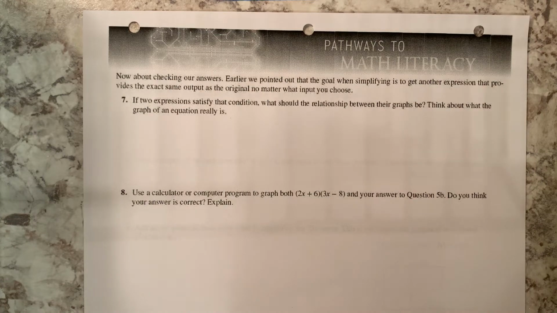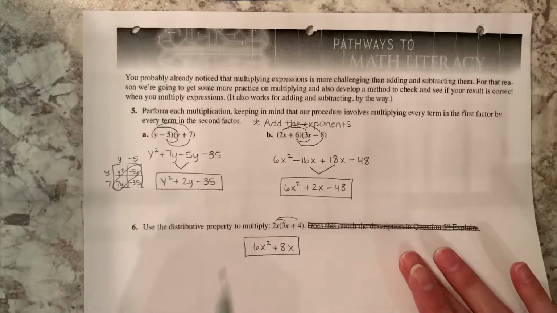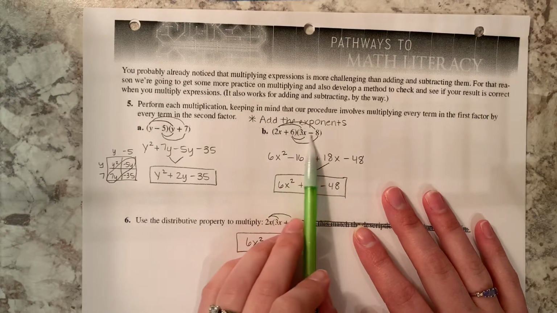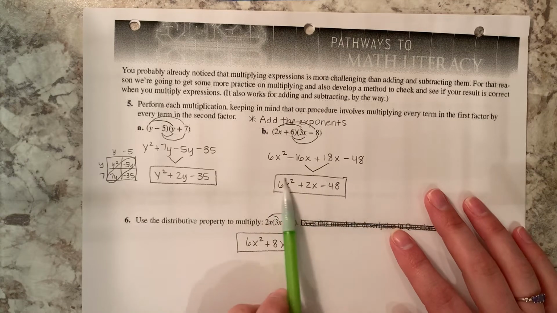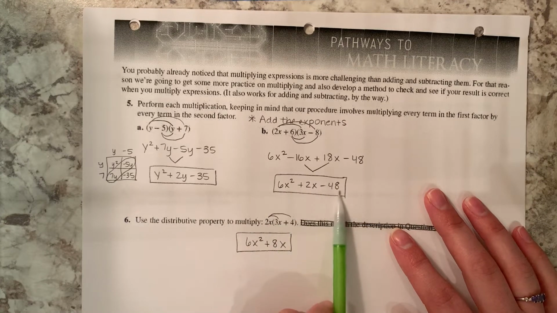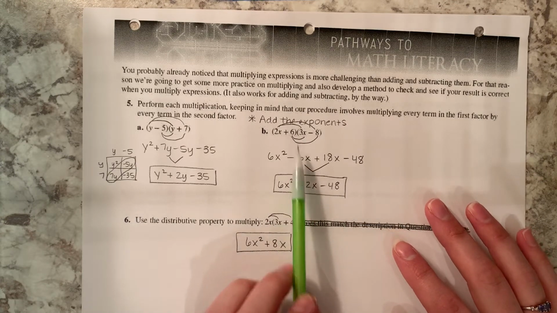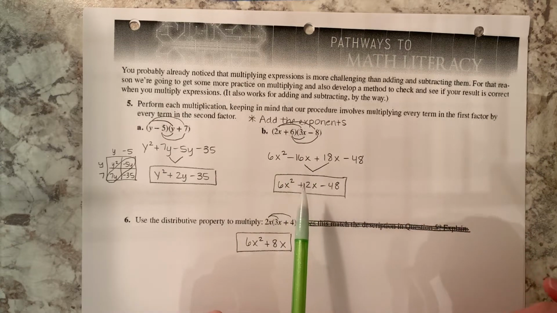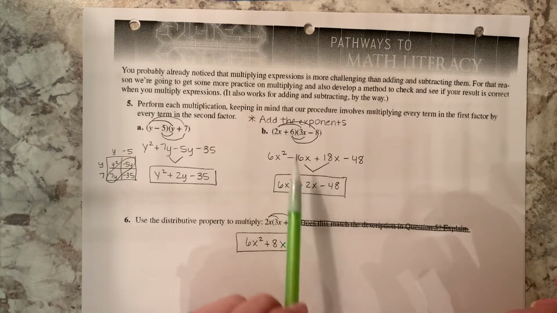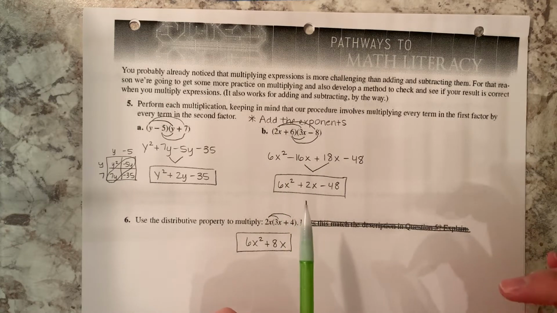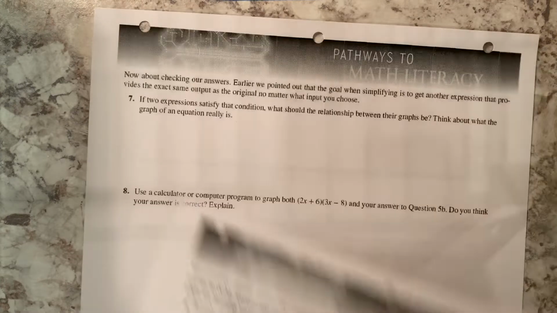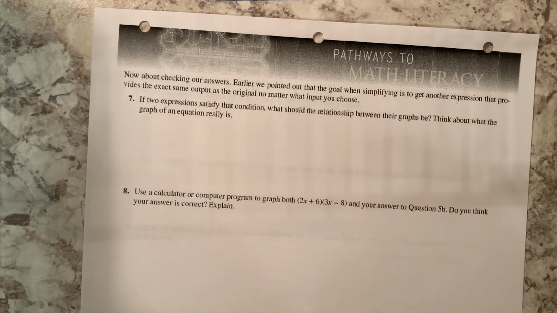So let me explain a little bit what they're trying to say here. If I were to graph the original problem here for number 5b, and then I were to graph the answer that I got after simplifying it, because I didn't mathematically change the value, I only changed the way that it looks, the expression, the output, the graph, should look exactly the same, okay? So that's what we're going to be checking.